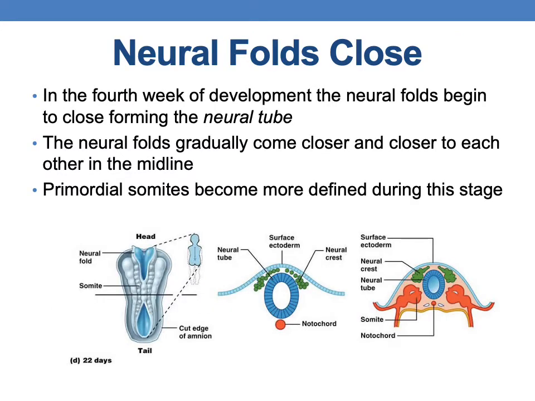During the fourth week of development, the neural folds begin to close, forming the neural tube. I mentioned in slide 3 how the neural folds gradually come closer and closer to each other in the midline and fuse, and that the primordial somites become more defined during this stage. I see that I'm repeating myself. The only new information on this slide is that the process occurs in the fourth week.